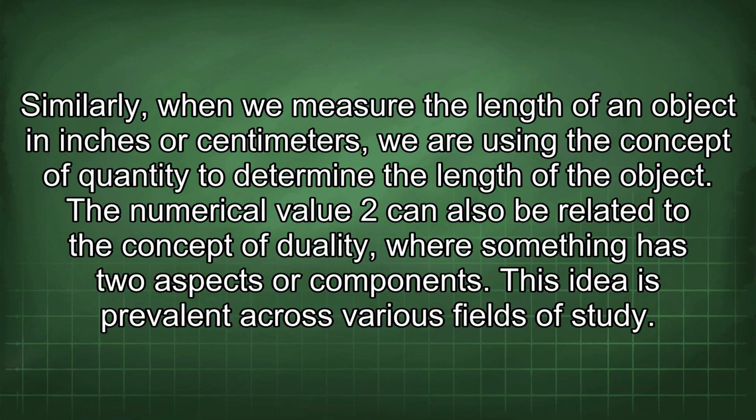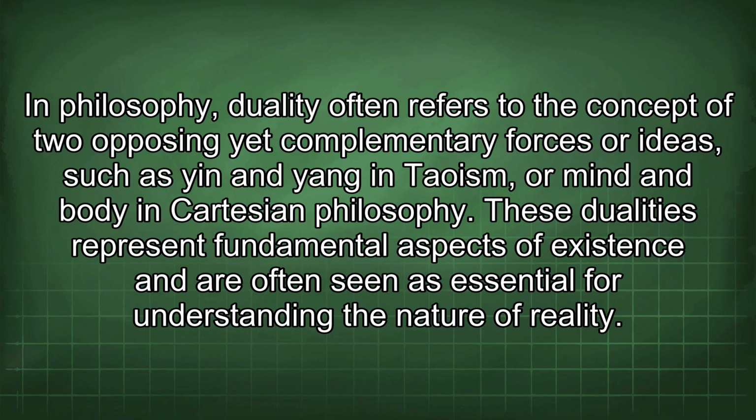The numerical value 2 can also be related to the concept of duality, where something has 2 aspects or components. This idea is prevalent across various fields of study. In philosophy, duality often refers to the concept of 2 opposing yet complementary forces or ideas, such as yin and yang in Taoism, or mind and body in Cartesian philosophy. These dualities represent fundamental aspects of existence and are often seen as essential for understanding the nature of reality.